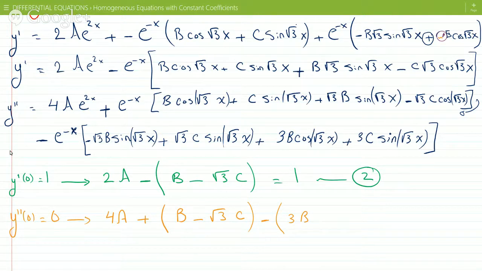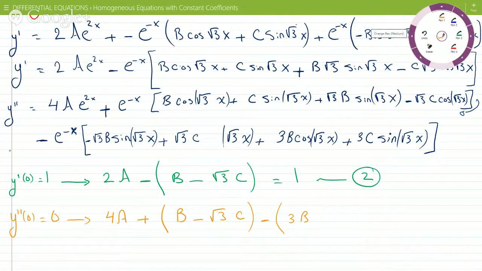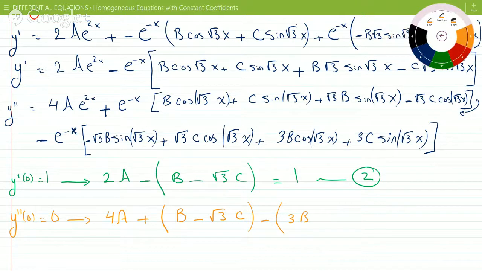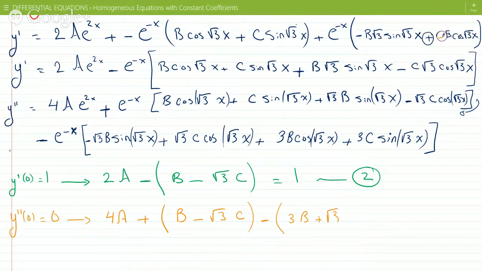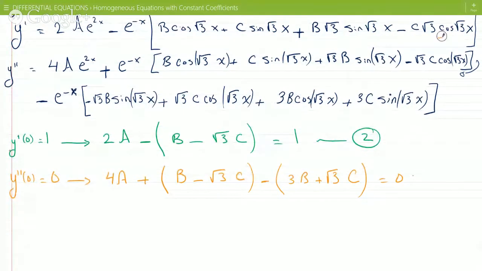Wait, I'm suspecting there's something wrong here because this cosine gets us a sine, this gets us a cosine. Oh yeah, this is a cosine, not a sine here. So let me fix that. So this is a cosine with dx. Okay, so continuing with this. So we have 3b plus root 3c equals 0. And this is equation 3.